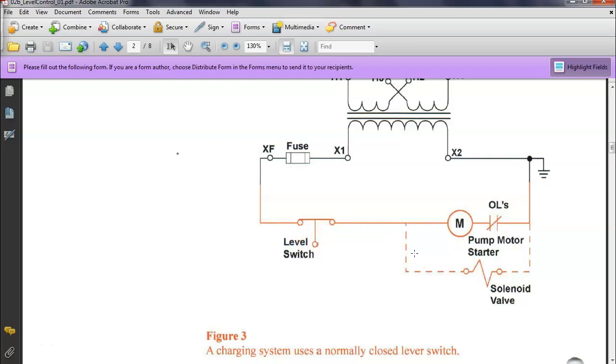This is the symbol for a what? No, that's not the symbol for a motor. That's a symbol for a motor starter, right? And this is a symbol for a what? So what does the solenoid do for us? Converts an electrical signal into a linear motion or a straight line motion.